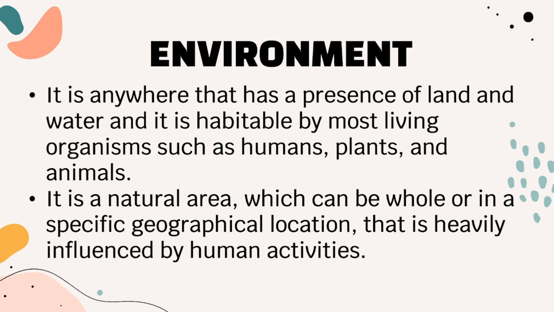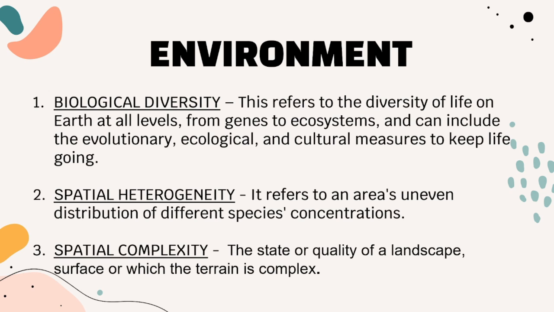So the first component that we have here is the environment, and it is anywhere that has a presence of land and water, and it is habitable by most living organisms such as humans, plants, and animals. It is also a natural area which can be whole or in a specific geographical location that is heavily influenced by human activities. So the environment plays a big role since it is where we reside, which also gives us access to basic needs such as food and water. And like most things, the environment changes based on our behavior or our actions, whether they are good or bad. So below are the smaller components that can be found in the environment.